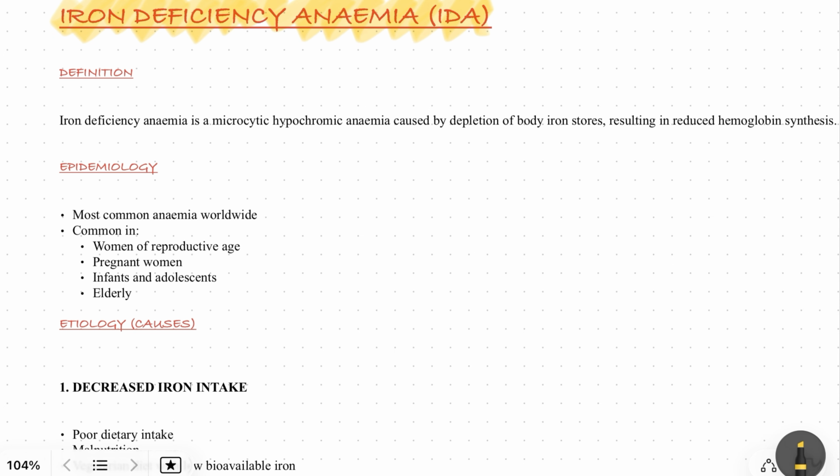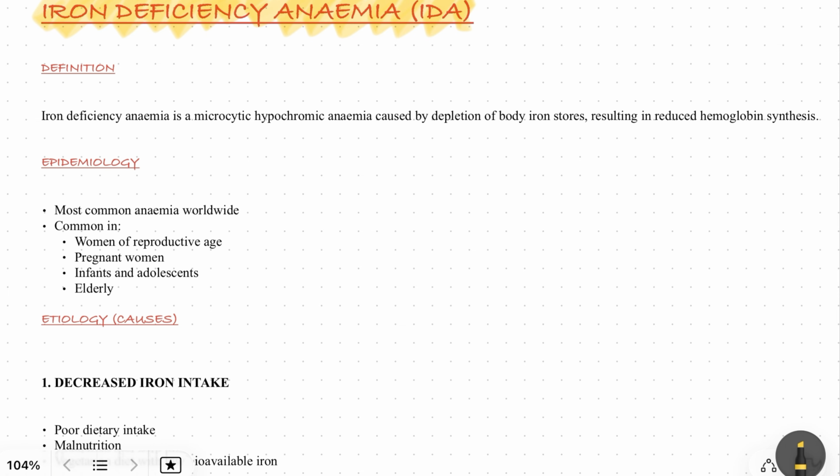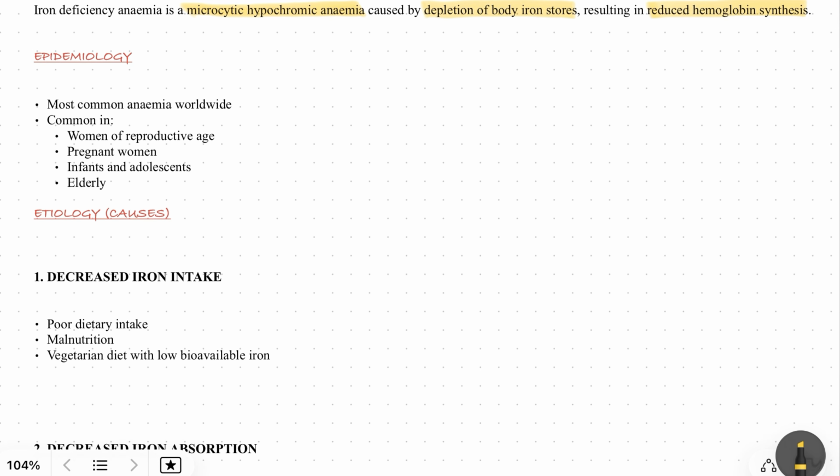So let's dig into it. What is iron deficiency anemia? It's a microcytic hypochromic anemia caused by depletion of iron stores, which results in reduced hemoglobin synthesis. Epidemiology: the most common anemia worldwide. It is commonly seen in women of reproductive age, pregnant women, infants and adolescents, and then the elderly.